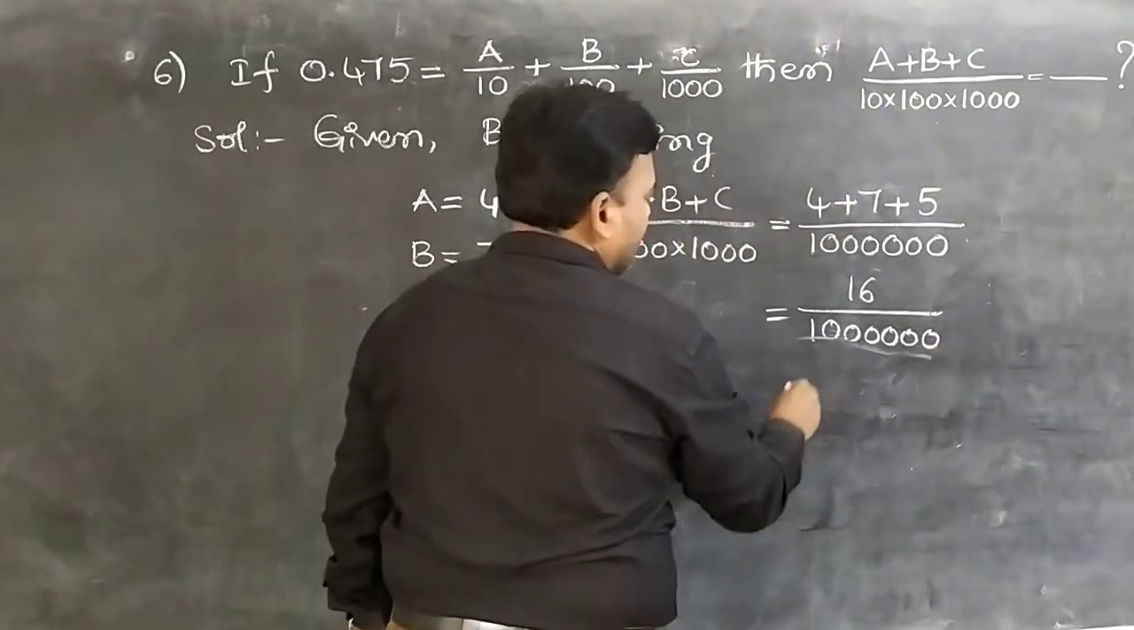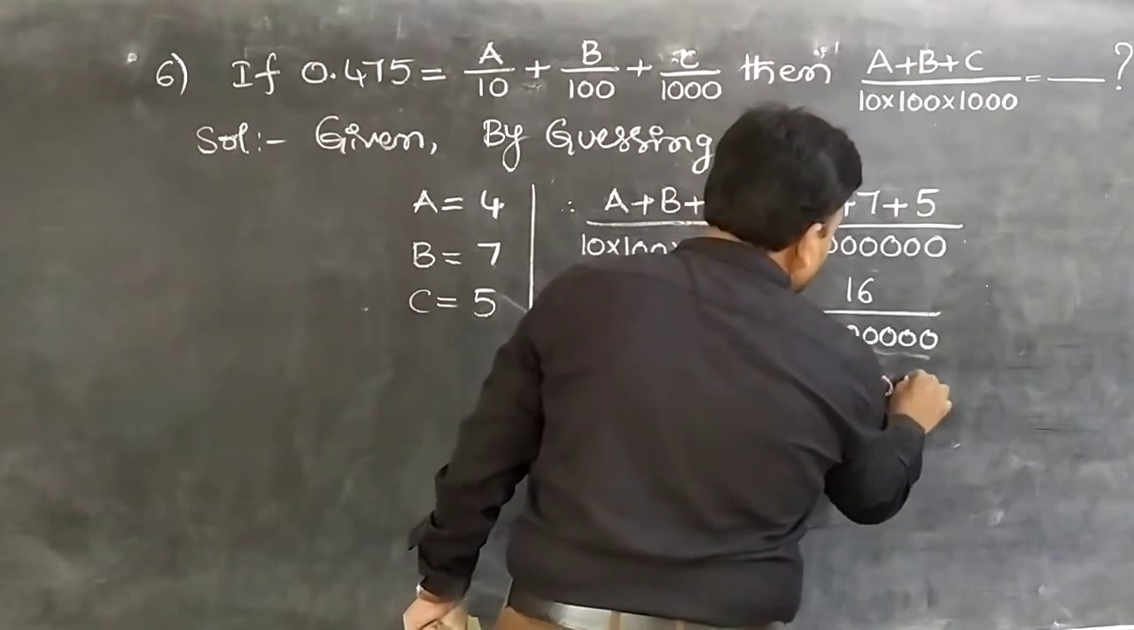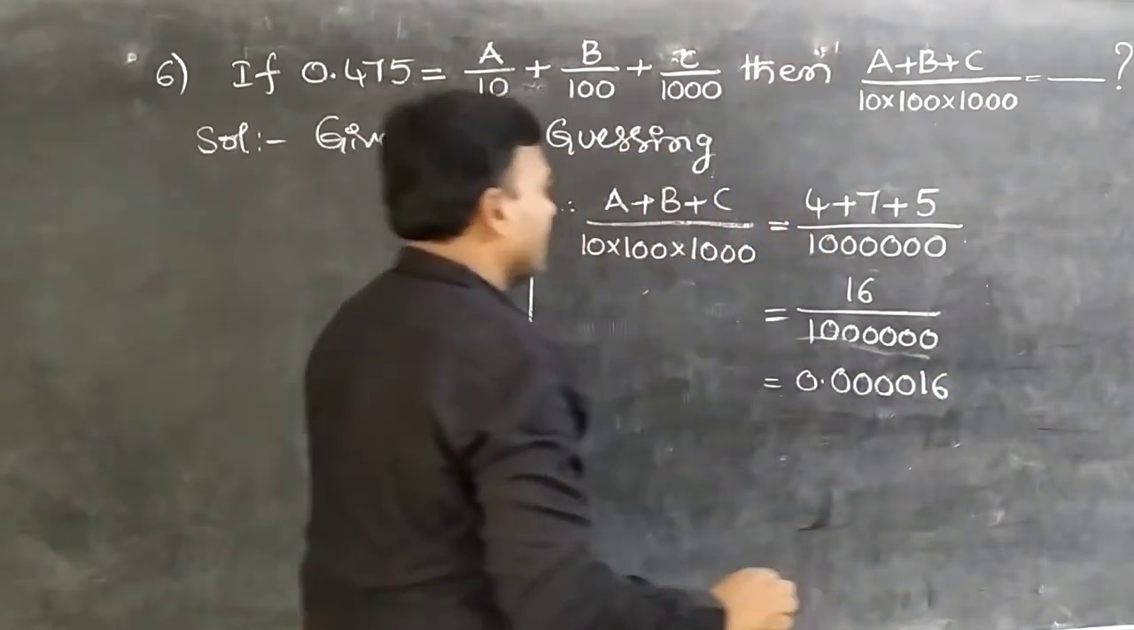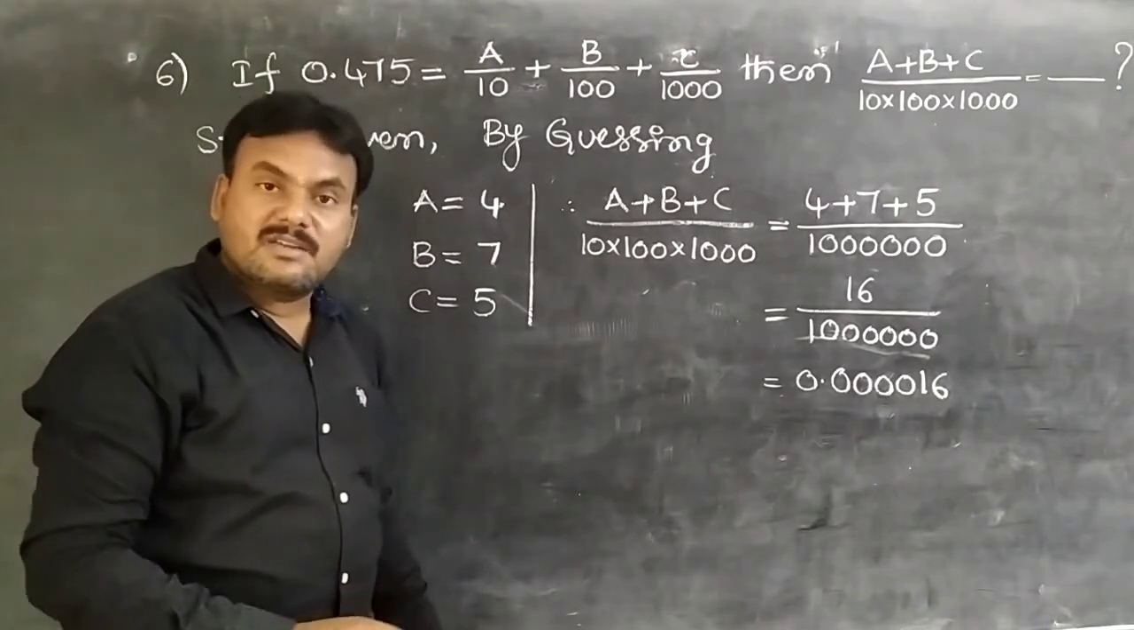Students, observe carefully here. You can express it finally as 0.000016. This is the solution of the given problem, students. All of you must observe and practice carefully.